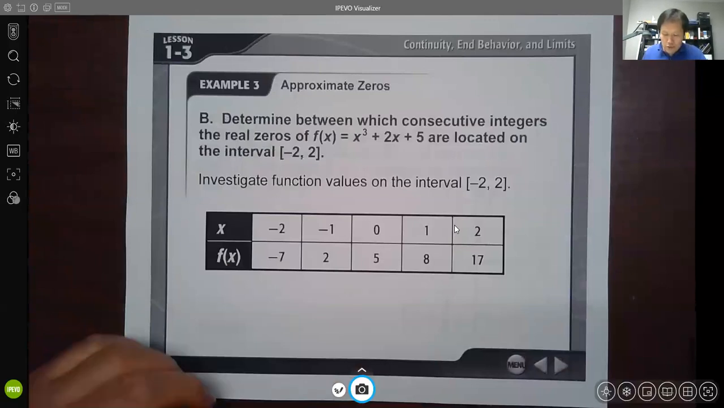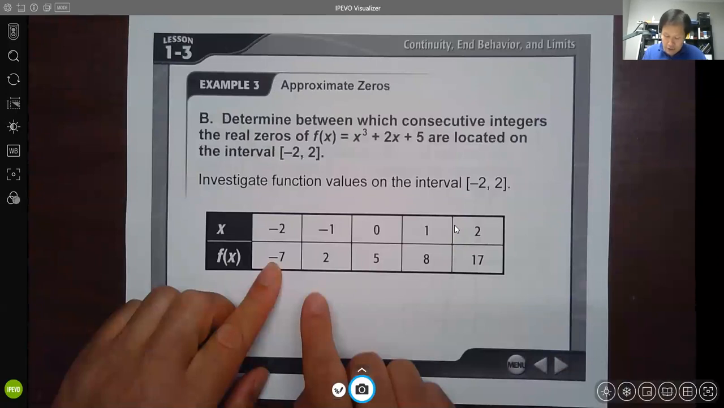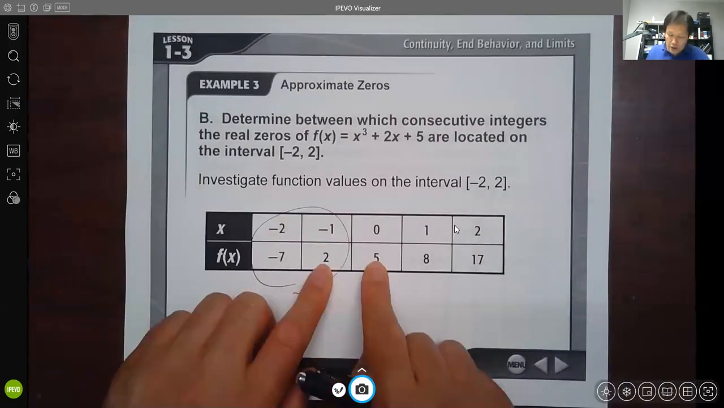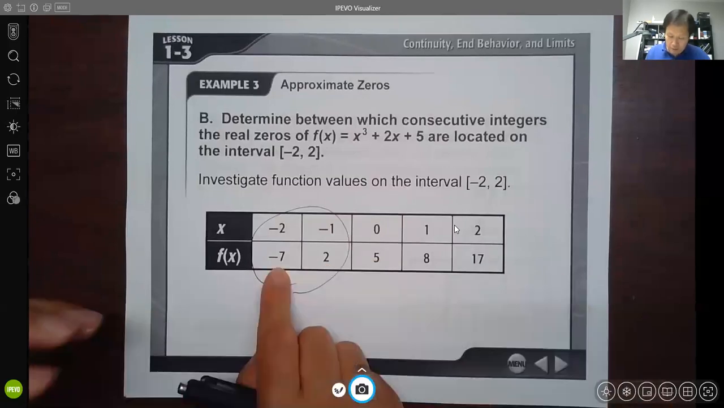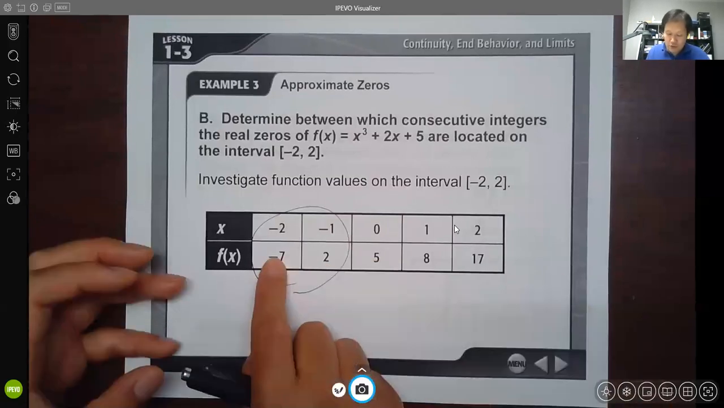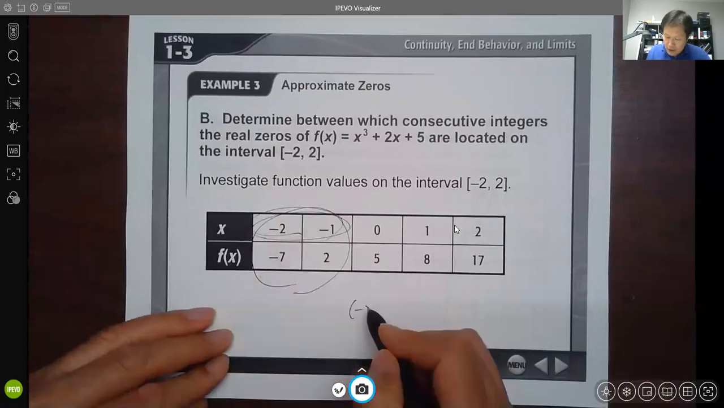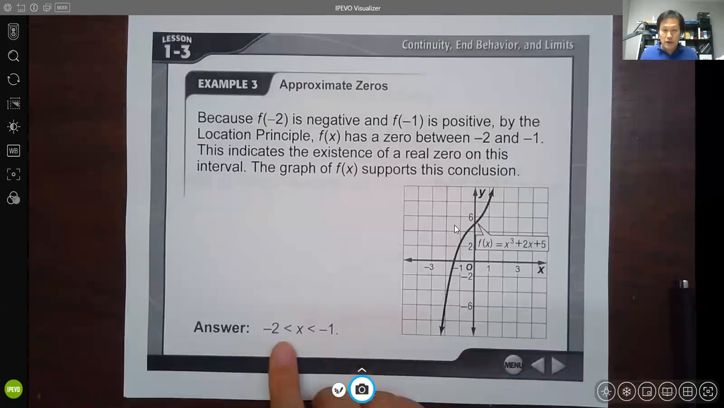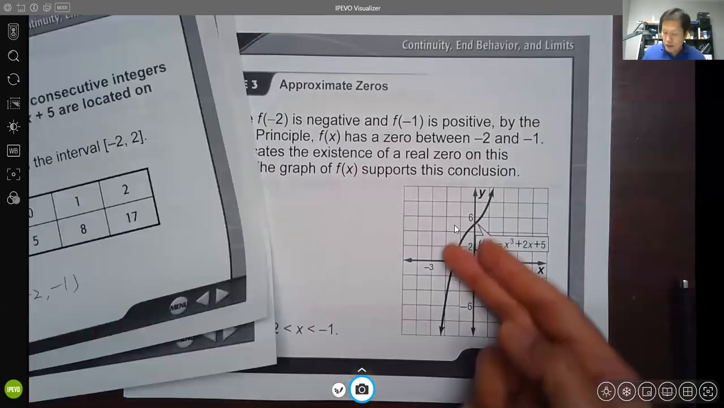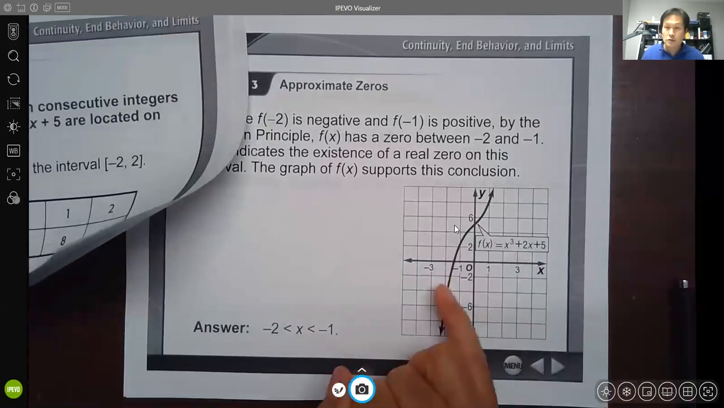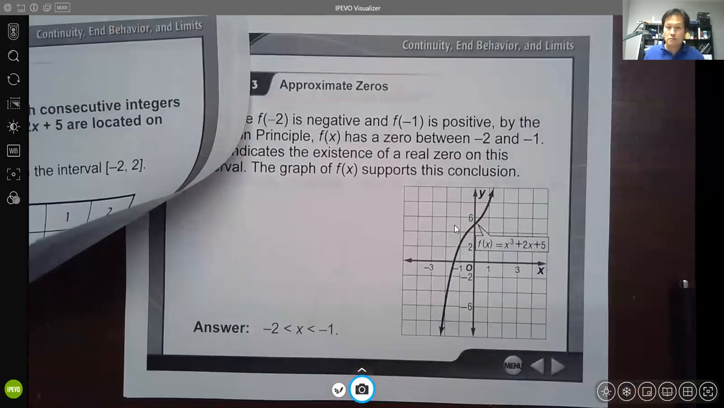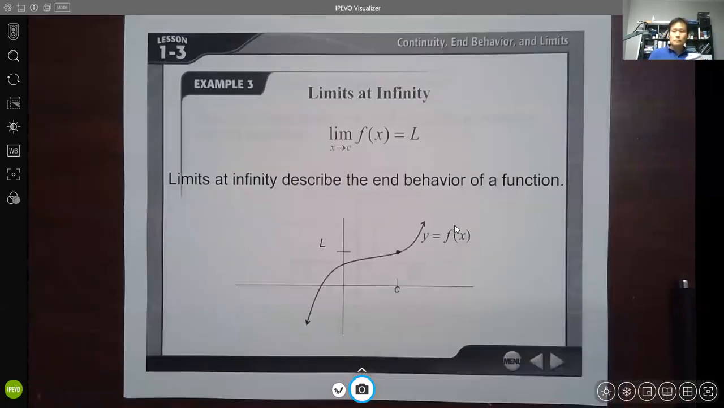Right here, y value to y value, minus to positive. Right here it's positive, positive, positive, then everything is positive. You change sign for y, minus to positive, right here. So what's the answer? Between -2 and -1 should be the answer. And if you happen to graph it, that's even easier. So between -2 and -1, that's where the zeros are. Done.